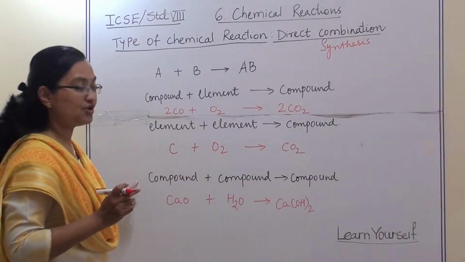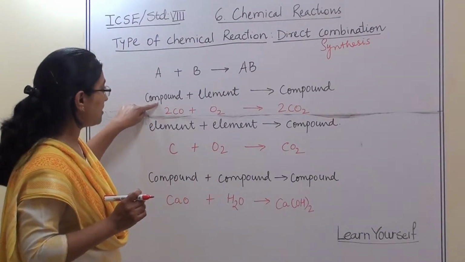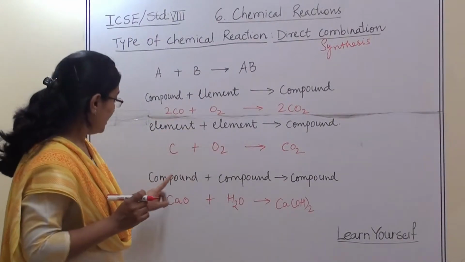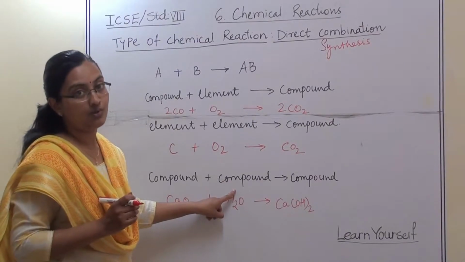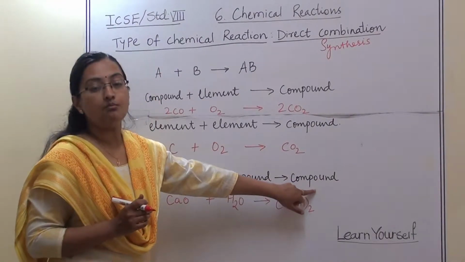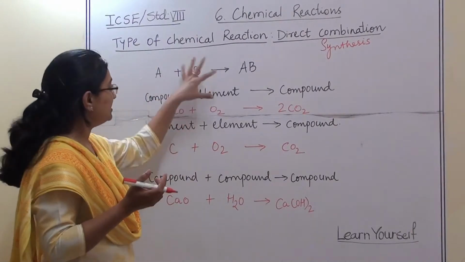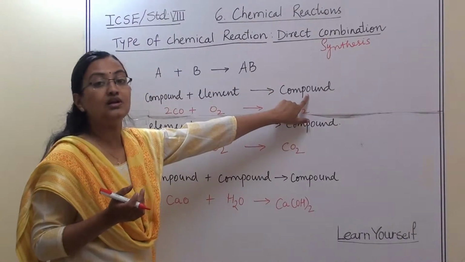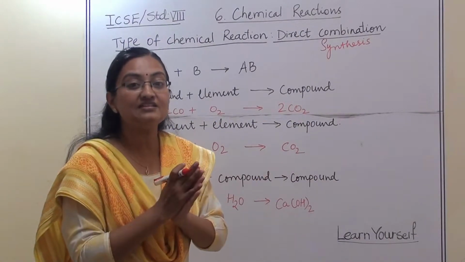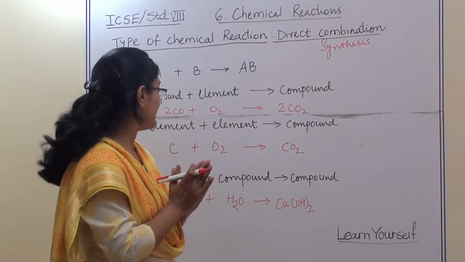There are three types of reaction in direct combination reaction. First one is compound will react with element, element will react with element, and compound will react with compound. So in all these three cases, they will only get one compound at the end. Whatever reactants A plus B we are taking, they all will combine and make only one new compound. That's why it is known as combination. What all reactants are there, they all will combine. So that's why it is known as combination reaction.